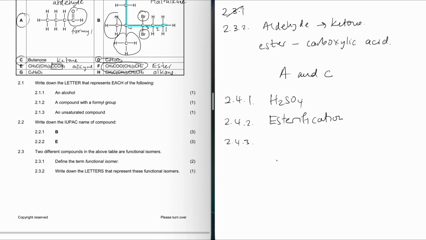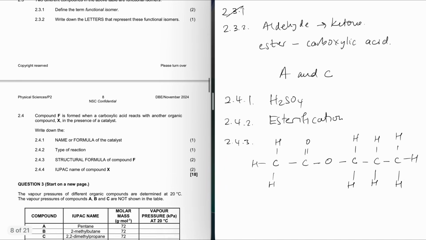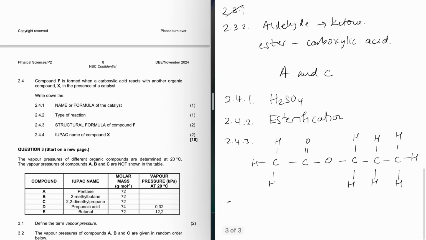So I'm going to have a carbon here with 3 hydrogens, then another carbon, then double bond O, then single bond O, and then I'm going to have a carbon with 2 hydrogens, and then followed by another carbon with 2 hydrogens, and then a carbon with 3 hydrogens. And that's my structural formula. Question 2.4.4, they're asking us to write the name of this compound. So what we look for is something called the ester bond.